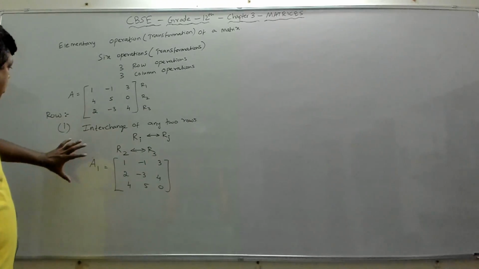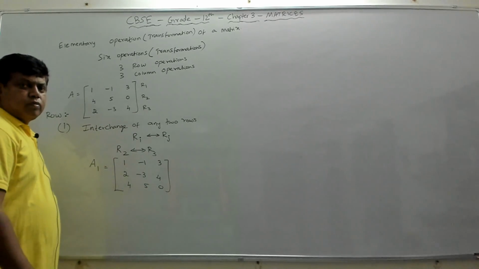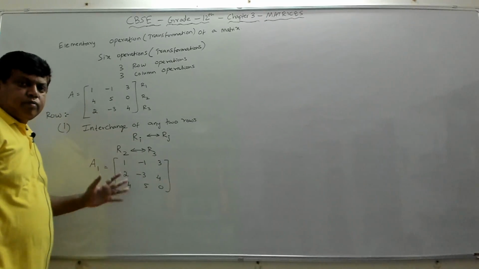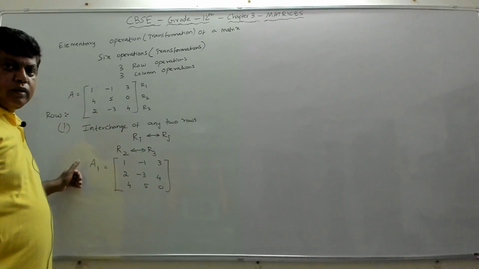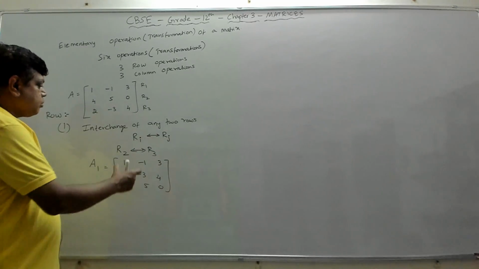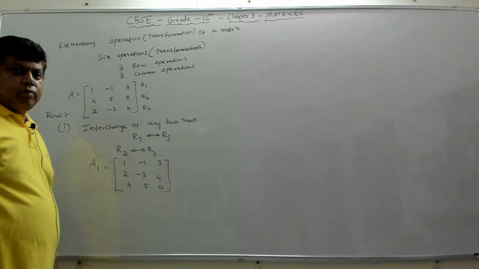So this is the first operation on rows, which means you can interchange any 2 rows of a matrix. Obviously, when you interchange, it will become another matrix. It cannot be the same as this. So A and A1 are 2 different matrices. Only thing is we have applied this operation on A and we have got another matrix A1.